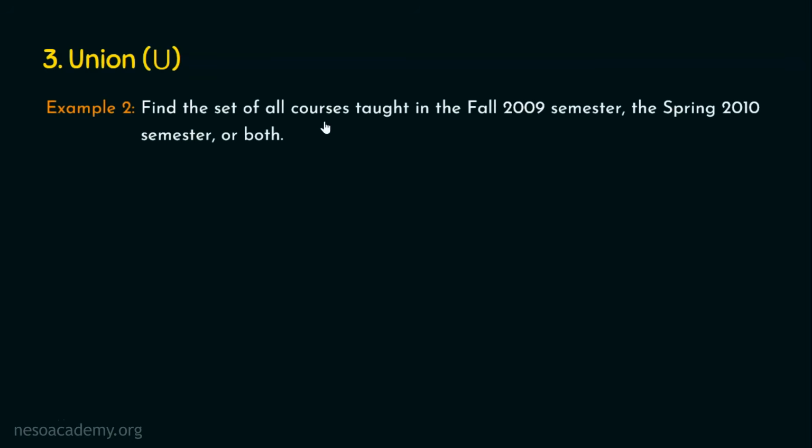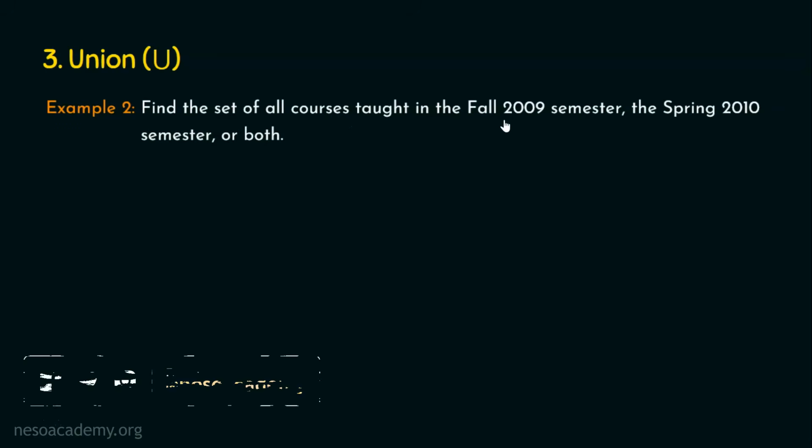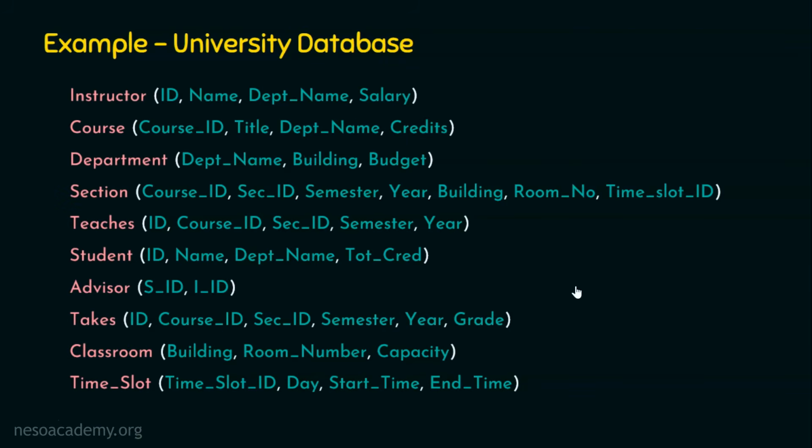The question is, find the set of all courses taught in the fall 2009 semester, the spring 2010 semester, or both. What are we required to find? We are required to find the set of all courses, and these courses may be taught either in the fall 2009 semester, or in the spring 2010 semester, or both. Now, from which table do we need to perform all this operation? If you want, I'll show you the table. Just think about it. From which relation are we going to retrieve the data?